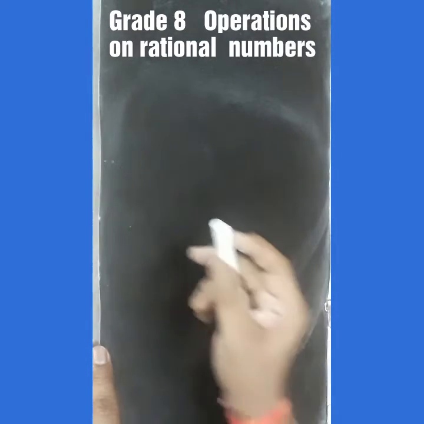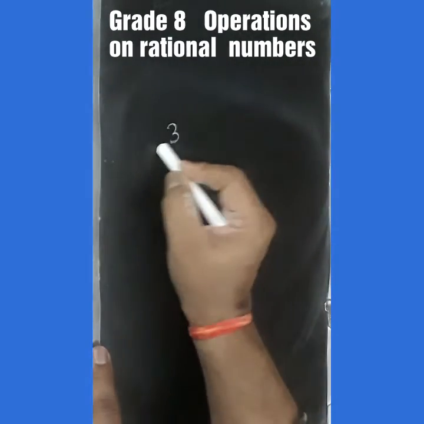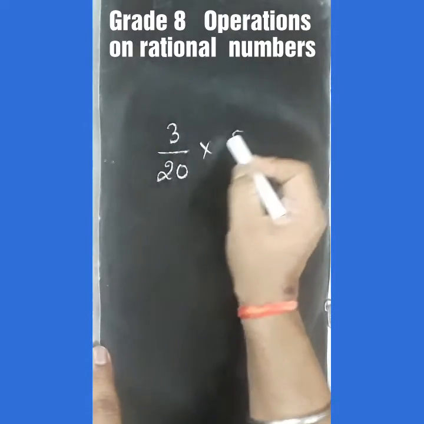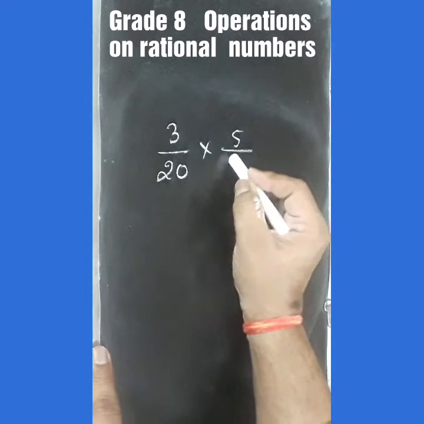Suppose we have to multiply 3 upon 20 and 5 upon 16.